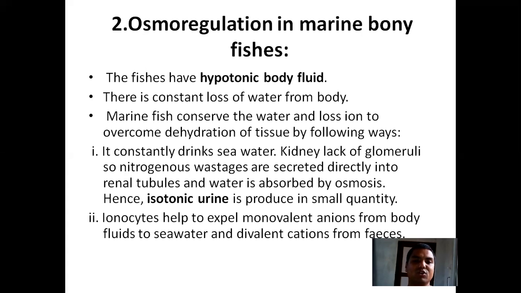Kidney lacks glomeruli, so nitrogenous wastes are secreted directly into renal tubules, and water is absorbed by osmosis. Hence, isotonic urine is produced in small quantity. Ionocyte cells expel monovalent anions from body fluid to seawater, and divalent cations are expelled with feces.